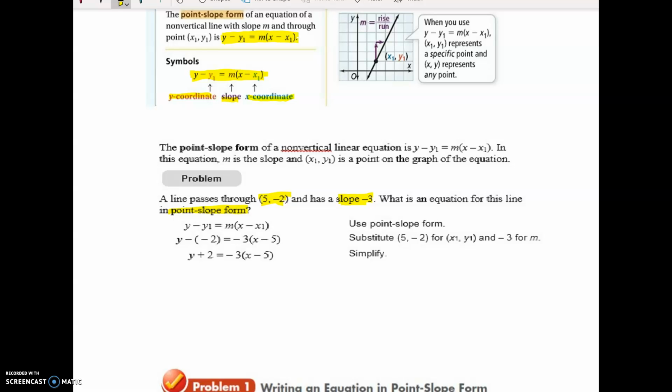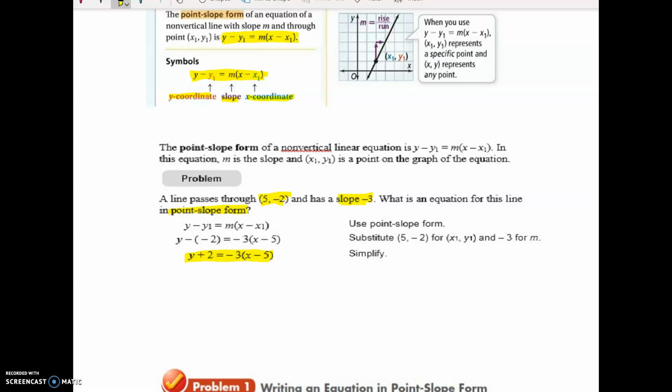We don't have to use the distributive property. So this would be the simplified form. We don't solve for y. We don't simplify it any more than that. That is considered correct point slope form.